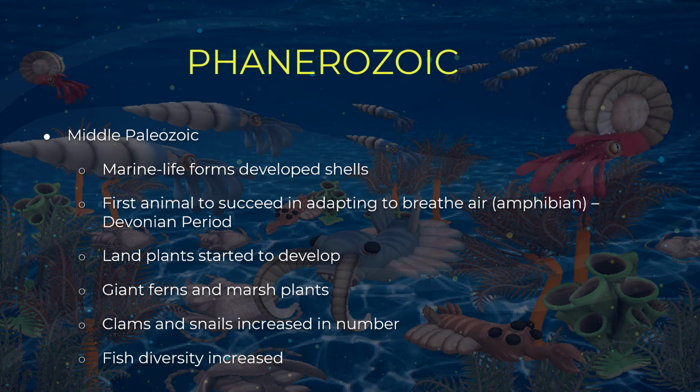Moreover, giant ferns and marsh plants provided food to land animals, which increased in number. Marine life also developed, which means clams and snails increased in number, and species of fish became more abundant and showed a greater variety in form.